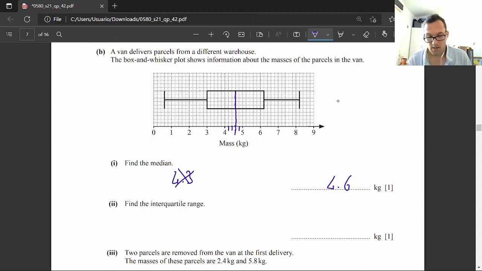The interquartile range, not the range, goes from the lower quartile to the upper quartile. So the lower quartile being 3 and the upper quartile being just above 6, that's 6.2, not 6.1, 6.2. We need to subtract them, that gives us 3.2.